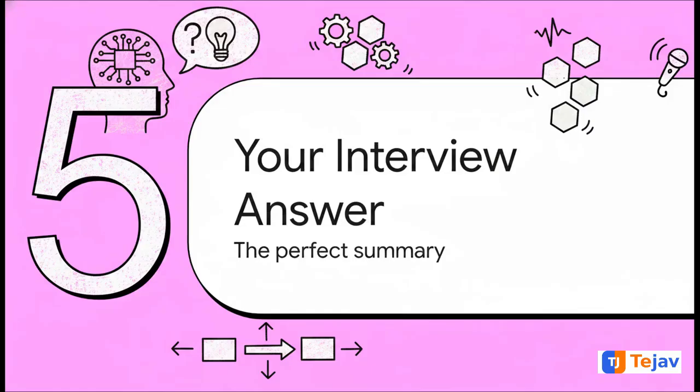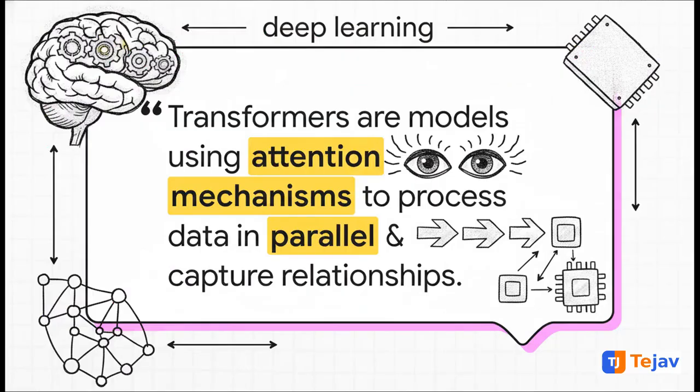Okay, let's put this all together into the perfect summary. Imagine you're in an interview and someone asks you to explain transformers. Here's your answer. You just say, transformers are deep learning models that use attention mechanisms to process all input data in parallel. This allows them to capture complex relationships across the entire sequence, making them incredibly effective for tasks like language understanding. That single sentence covers every key idea we've discussed.